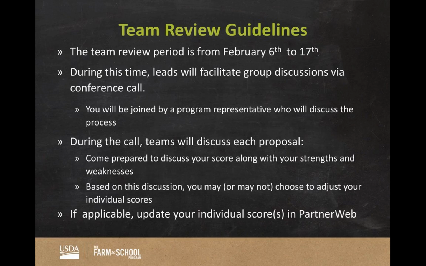So during your call, you will discuss each of your proposals, do a round robin, if you will. You will provide the score that you gave to that particular application and then discuss the strengths and weaknesses. Based on the discussion that your team has, you may or may not choose to adjust your individual scores. If your scores and your comments do change for a particular application, we ask that you update those scores in PartnerWeb.